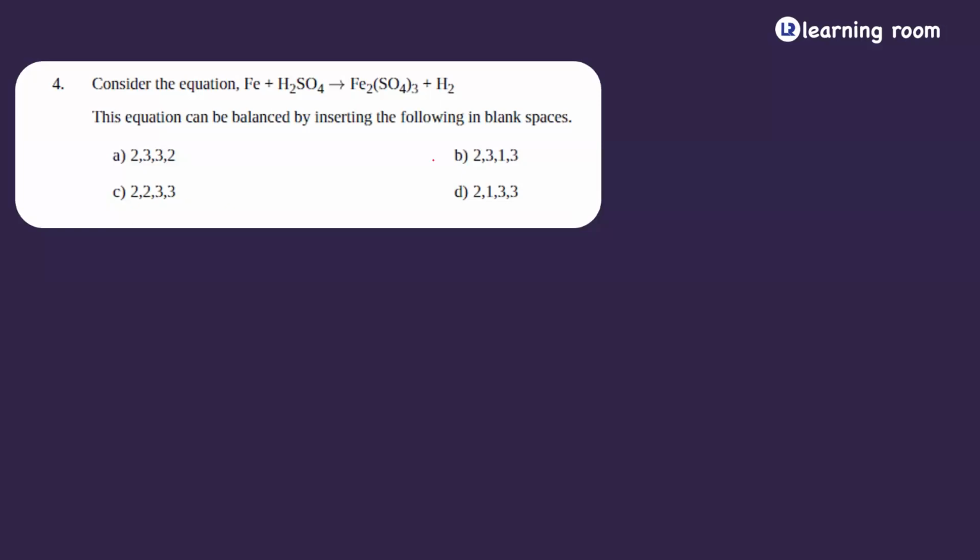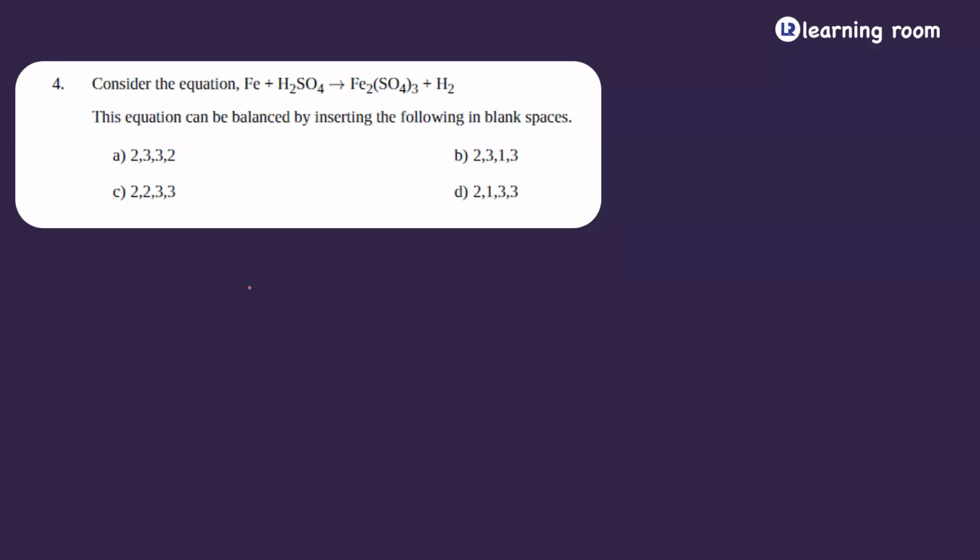Consider the equation. The equation can be balanced by considering the following in blank spaces. Tell me what is the right option. Work it out in your notebook and tell me what is the right option. 2, 3, 1, 3. Option A, B, C, D. What is the answer? B. B. Okay, B for Bombay, right?